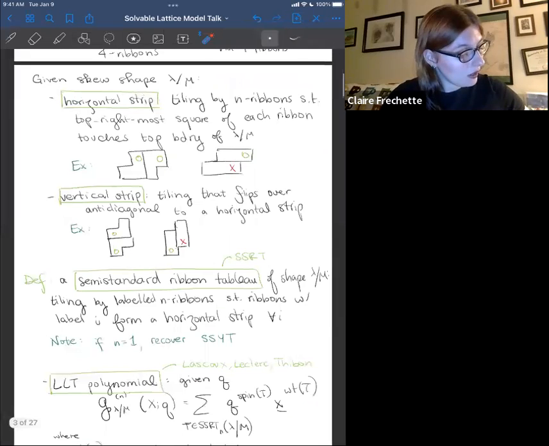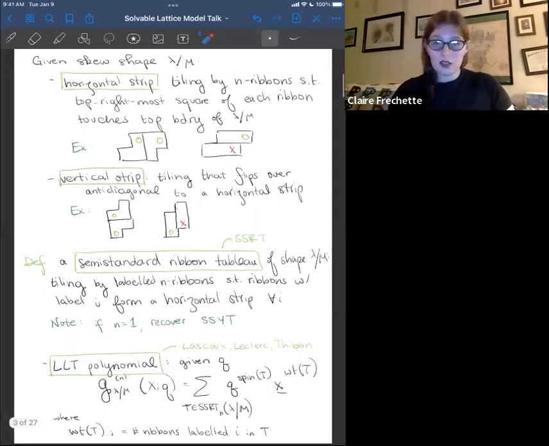And then we can define an LLT polynomial, named for Lascoux, Leclerc, and Thibon, as a generating function of these tableaux. So this is where the spin statistic comes in. I take an extra parameter q, and I take q to the spin, and then my set of x's I take to the weight of my tableau, where the weight is the number of ribbons labeled with a particular i. So I have x_i to the number of i's.